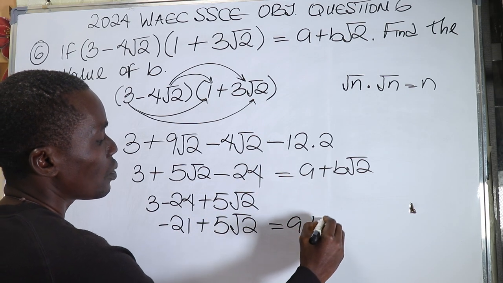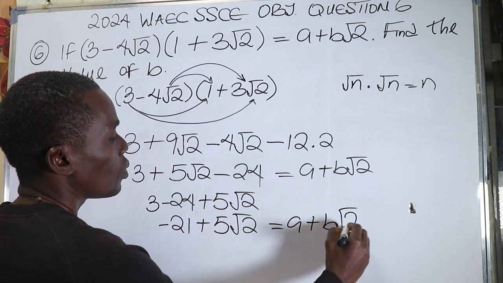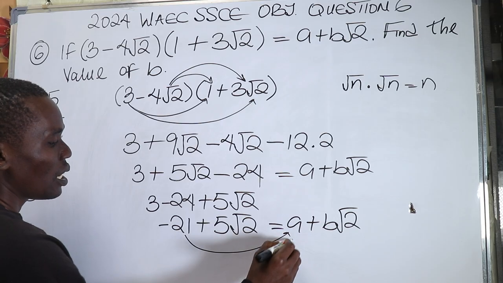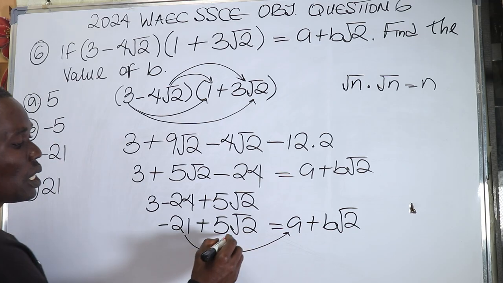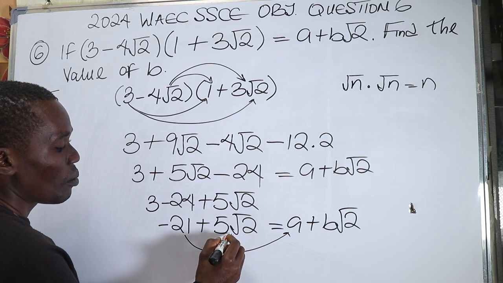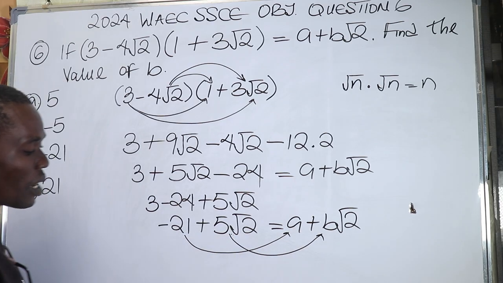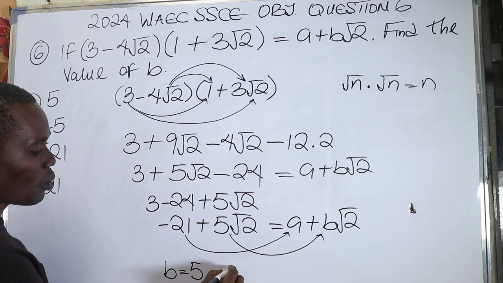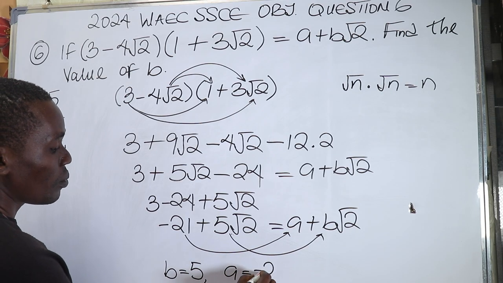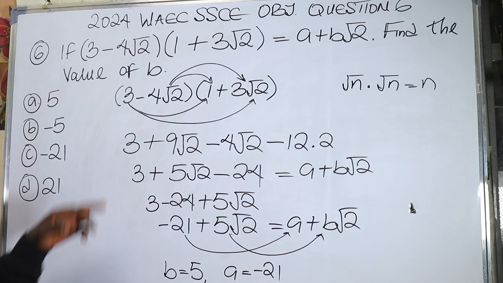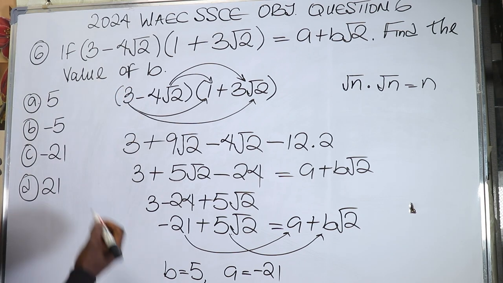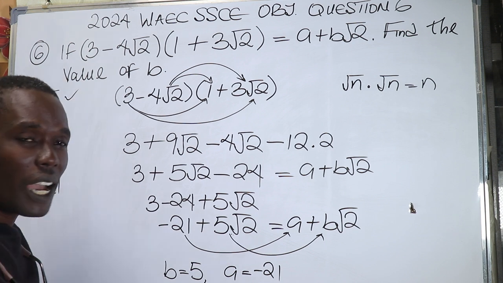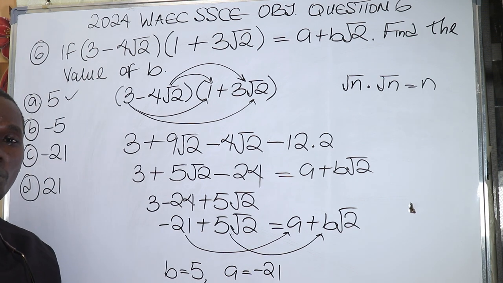Now, does this look like this? This is a plus b root 2, right? So from this expression, you can see that a is negative 21. And then this whole value here, b is 5. So the value of our b is equal to 5, and the value of our a is equal to negative 21. What are we asked to look for? We're asked to look for the value of b. So the value of b is 5, and the result is option A. And that is the answer to question number 6.